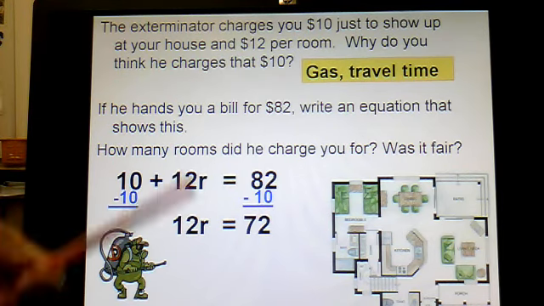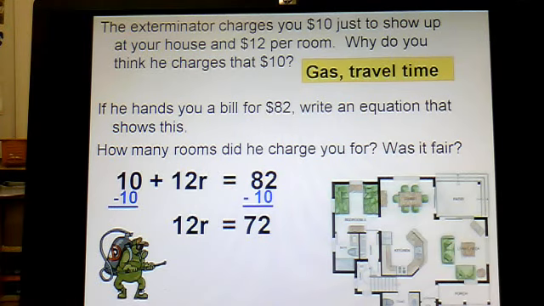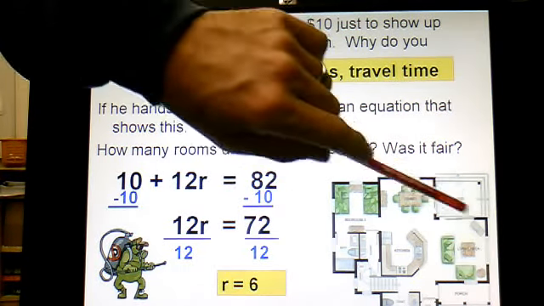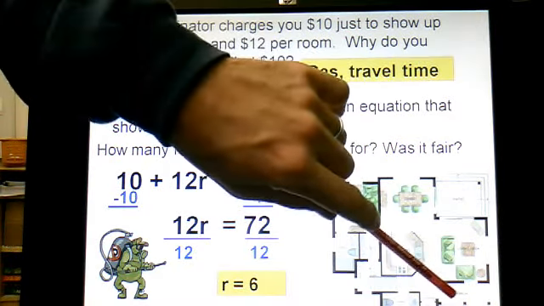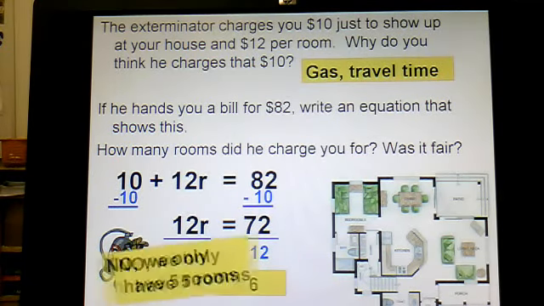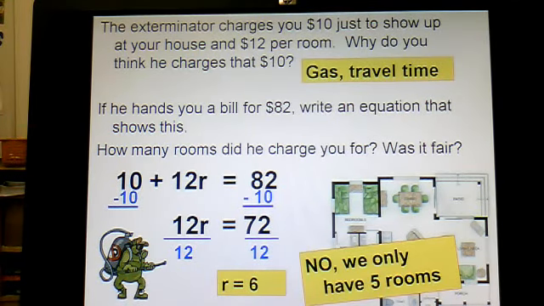It's $12 per room, so I'm just going to divide the 72 by 12. And that does go in evenly. There's 6 rooms on there. Let's see. 1, 2, 3, 4, 5, 6. Depends if he cleaned all these other ones or not. Sounds reasonable. Wait, we only have 5 rooms. He ripped us off. We fight back.